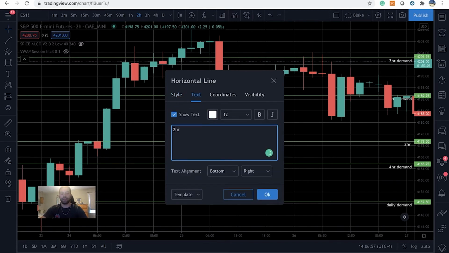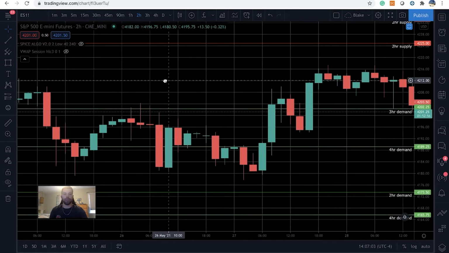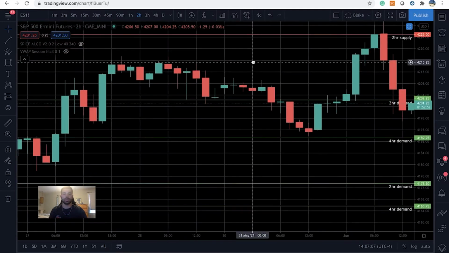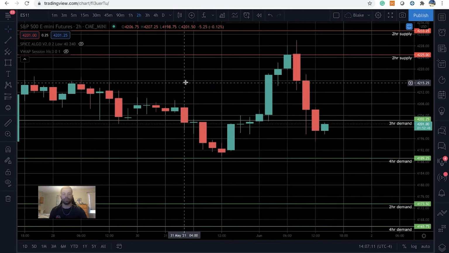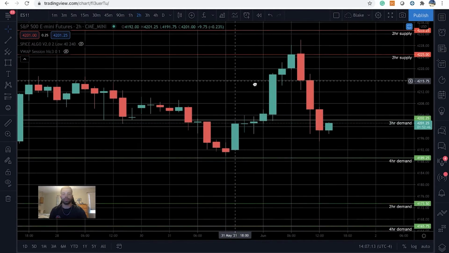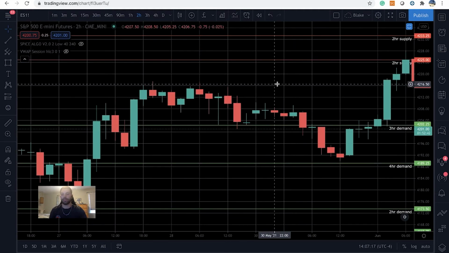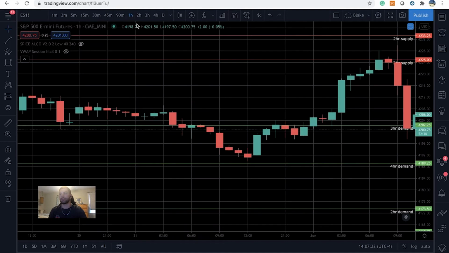2-hour demand, right? Okay. So basically, this is how I set up my charts every single morning, so that we can trade effectively during the day. Okay, so we're looking good. We got some good zones on here. We're still pretending we're ignoring today, right? All right, so now we go to the 1 hour.